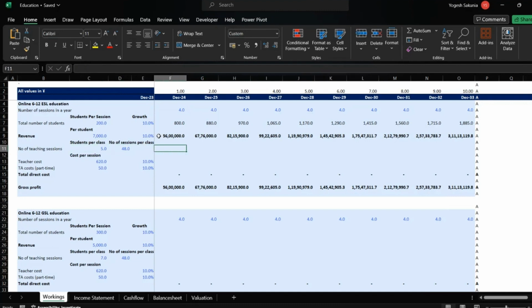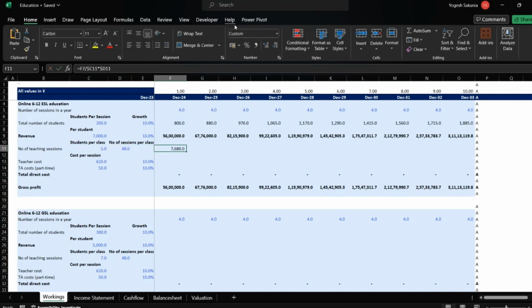So we will calculate the number of sessions, and based on that we will calculate what will be the cost for the teacher, right? So let's calculate the number of sessions here. So it is 800 students divided by the number of students per class, right? Multiplied by the number of sessions that is there, right? We need to freeze column C and column D.